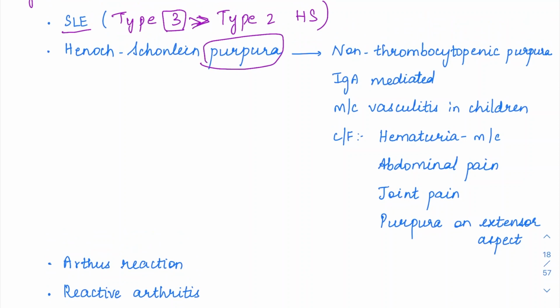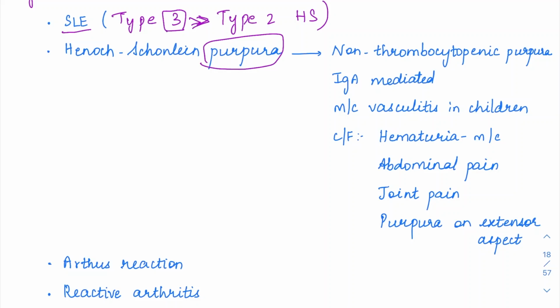So purpura is normally seen with thrombocytopenia. When platelet counts are less, it will result in pinpoint hemorrhages called petechiae and purpurae. But in this HSP, the purpurae is not related to thrombocytopenia. In fact, in HSP, there is going to be thrombocytosis rather than thrombocytopenia. It's also called non-thrombocytopenic purpura.